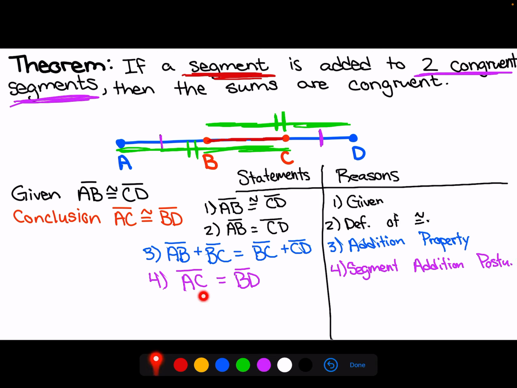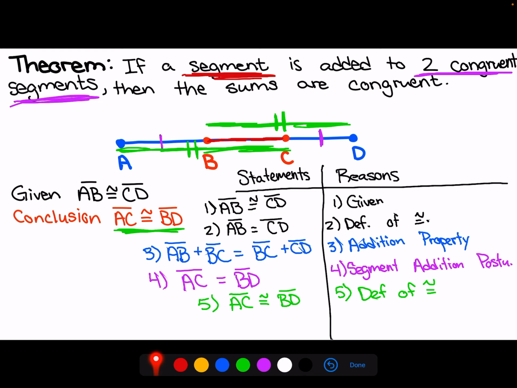Lastly, if two segments are equal to each other, then we should be able to say that they're congruent. So for number 5, AC is congruent to BD, and that's what we're trying to prove. The reason that we can say that is the definition of congruency. Again, that's the same thing as number 2. If two segments are equal, then they are congruent, by definition of congruency.